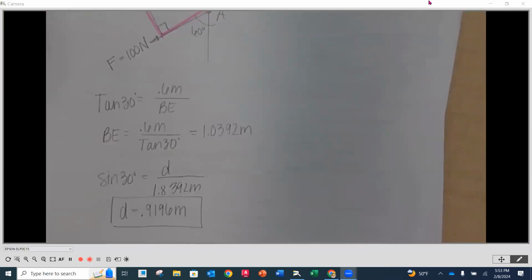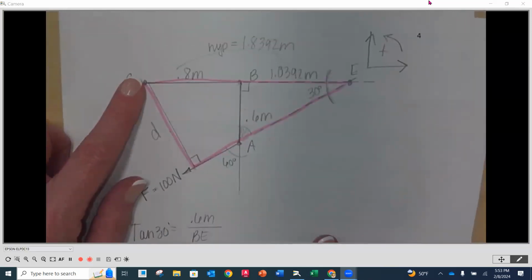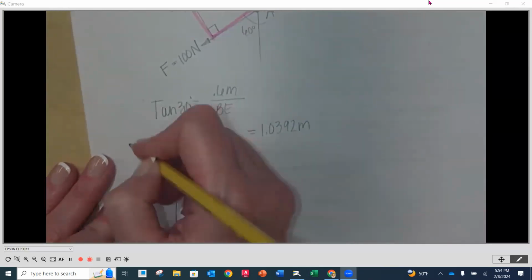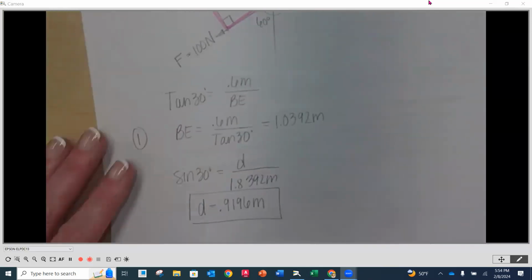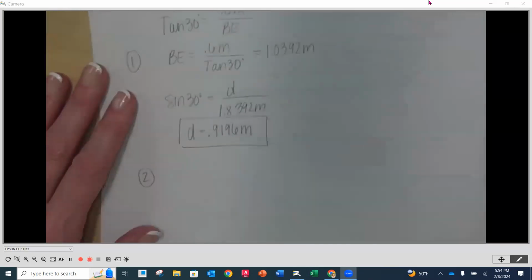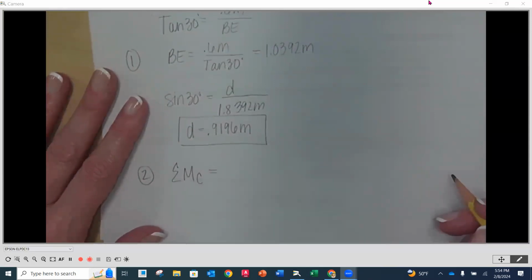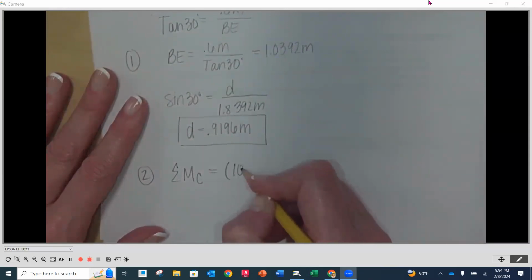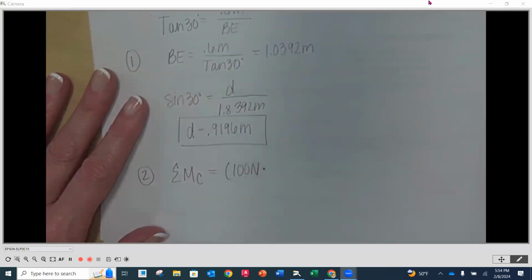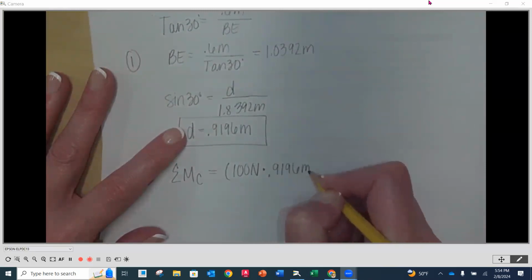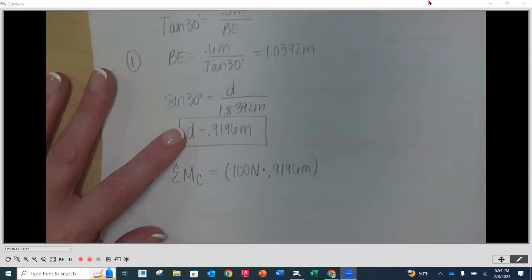I need to sum my moment about point C, don't I? So now that I have this distance, this is kind of like step number 1 for this one, right? Step number 2 now is going to be summing my moment around point C is equal to my 100 Newton force times my perpendicular distance of 0.9196 meters.